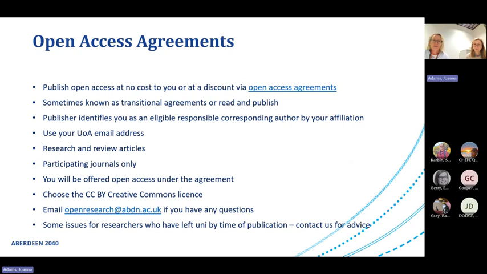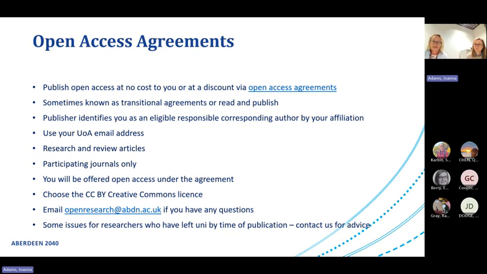Now, I've mentioned the publisher open access agreements. We have got agreements with most of the big publishers now where corresponding authors affiliated to the University of Aberdeen can publish open access either at no cost or through a discounted APC. They are sometimes also known as transitional agreements or read and publish. And the way they work is that the publisher identifies you as an eligible corresponding author by your affiliation. So we recommend that you use your University of Aberdeen email address wherever possible.